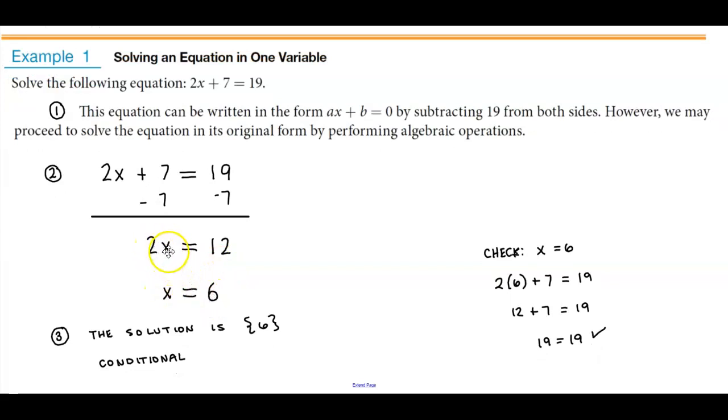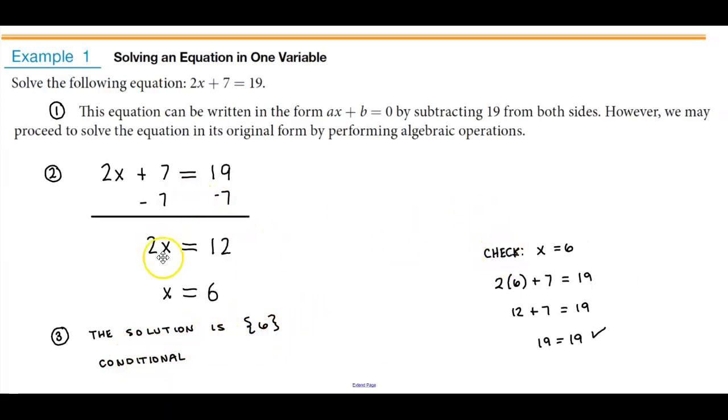Now the next step is we want to solve for x. Since it's 2 times x, and we want that 2 to become a 1, since it's times, we have to do the opposite of multiplication. So we're going to divide both sides by 2. If we divide both sides by 2, we get x equals 6. So the solution set is 6 with the braces, and it is a conditional statement.